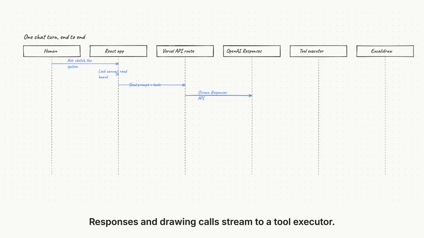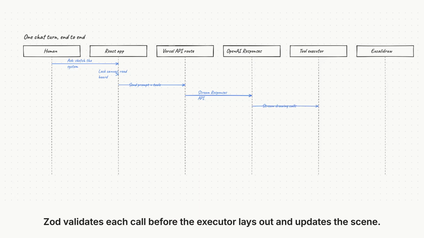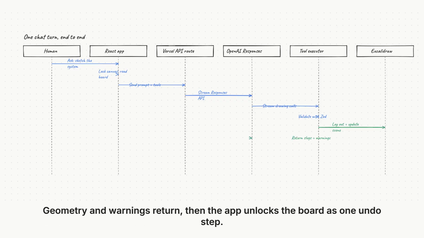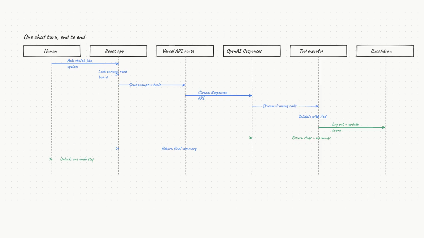Responses and drawing calls stream to a tool executor. Zod validates each call before the executor lays out and updates the scene. Geometry and warnings return. Then, the app unlocks the board as one undo step.